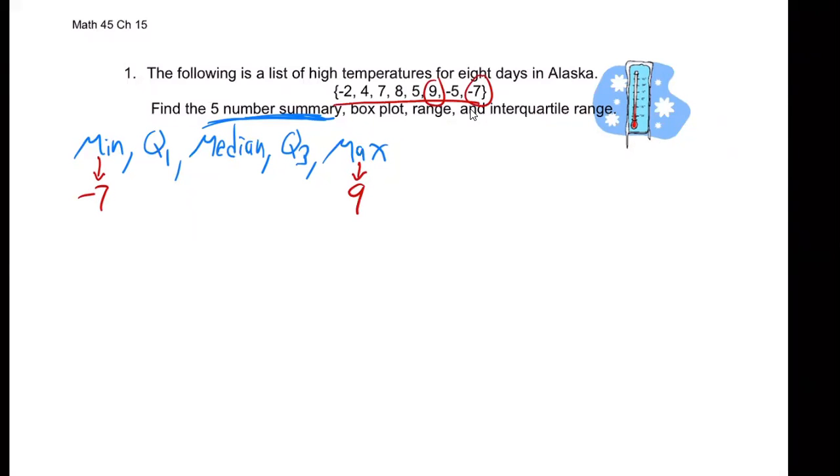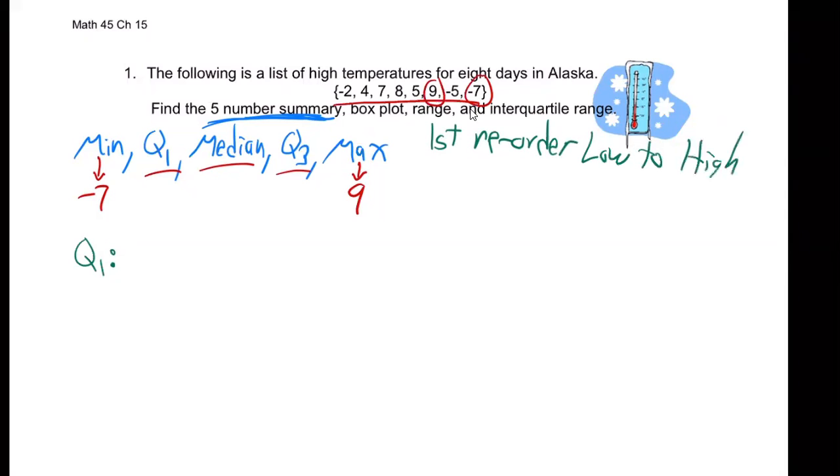Now for Q1, the median, and Q3, it's a little harder, isn't it? How do we find Q1? You have to first list that number set in order. Right. In fact, let's do that over here. First, reorder low to high. Excellent job. You're going to have to put them in order from low to high.